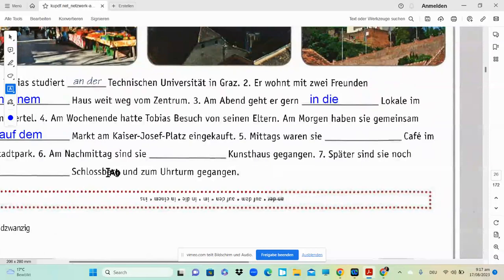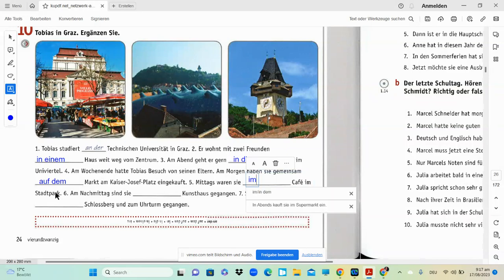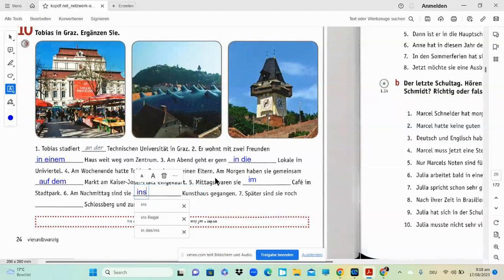Mittags waren sie im Café im Stadtpark. Okay, so mittags he was im Café. Okay, this is the dative case. Am Nachmittag sind sie, so he is going to the Kunsthaus, so it's going to be accusative, so it's going to be ins.